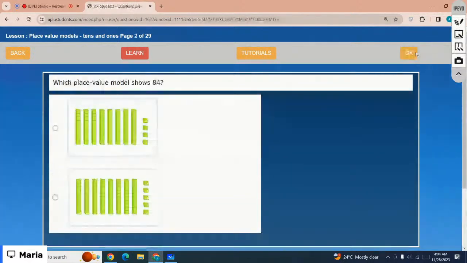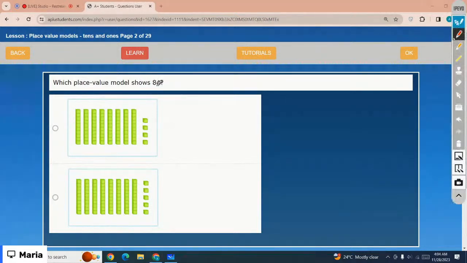The next one is: which place value model shows 84? Which is the correct option, option 1 or option 2? You need to count them. The ones digit is 4, you can see 1, 2, 3, 4. The tens digit is 8: 1, 2, 3, 4, 5, 6, 7, 8. So option 1 is the correct option. That is the option that represents 84.